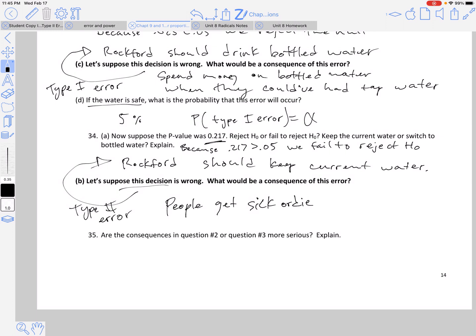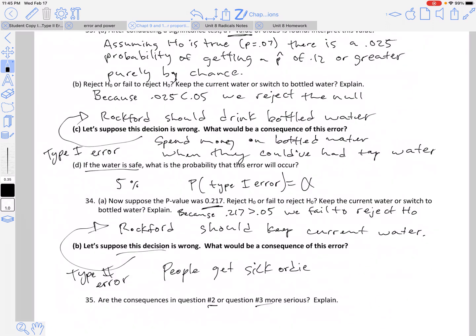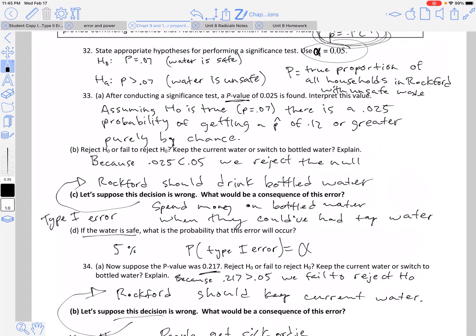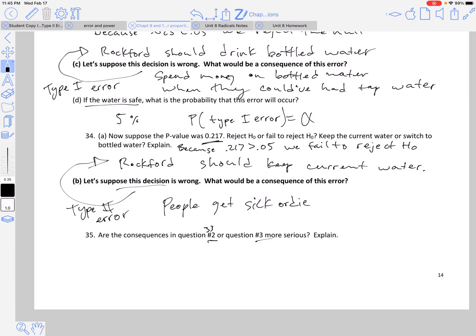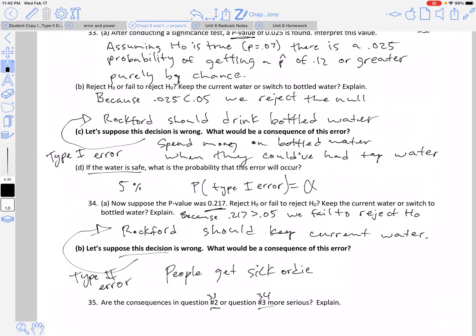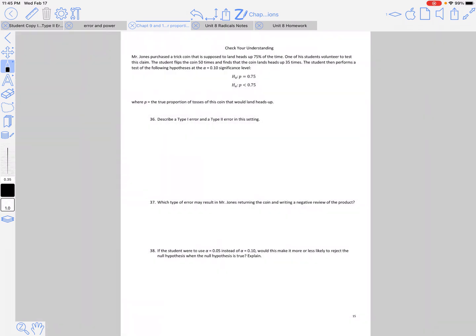So think about this. Are the consequences in question number 2 or number 3? Whoa, number 2? I think I changed my numbering here, right? So let's change that real quick. 33 or 34. So basically, is a type 1 or type 2 error more serious in this case? Well, probably type 2, right, in this situation. All right, so there you have it. That is type 1 and type 2 error.